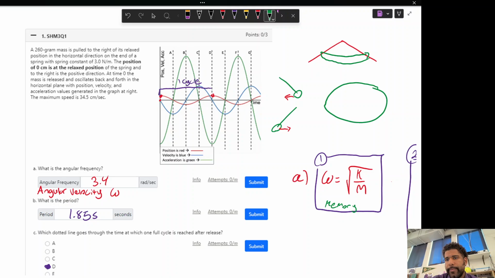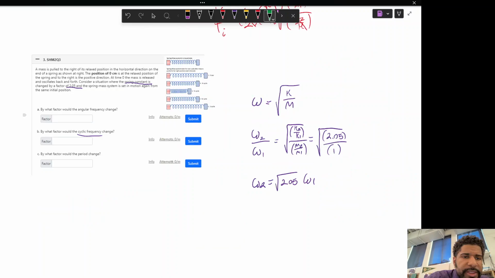Last problem. Here's my little truncated version of how to do comparison problems. Start off with the formula. They say that the spring constant has changed by a factor of 2.05. They're asking what's going to happen to the angular frequency. Angular frequency is like angular velocity, omega.